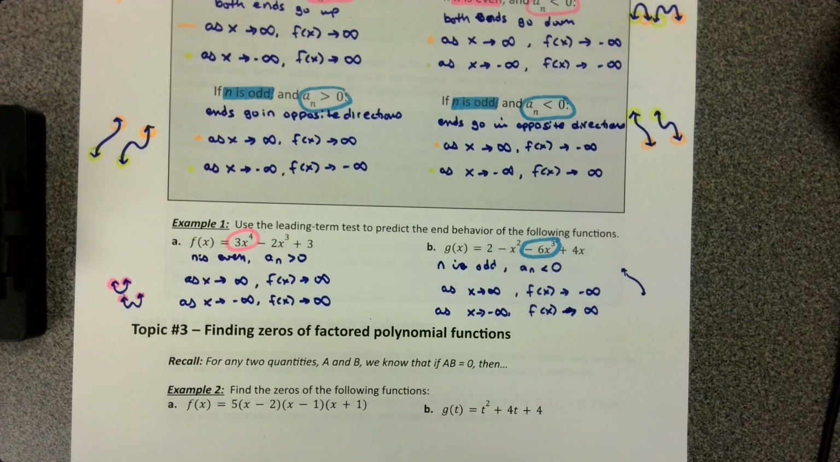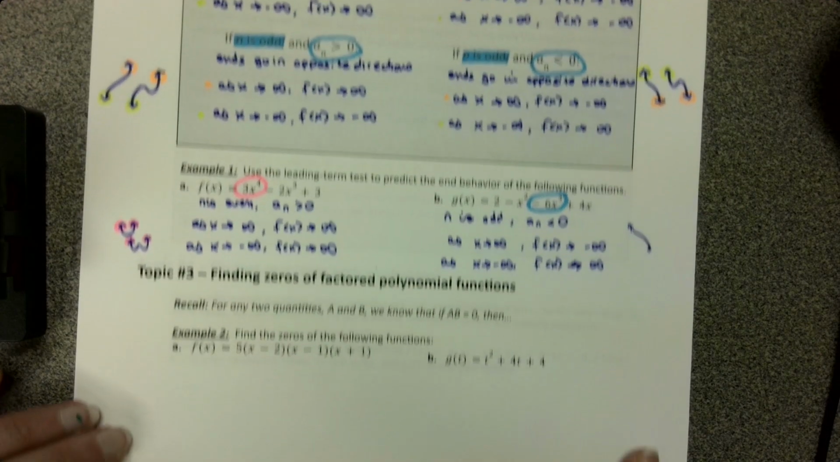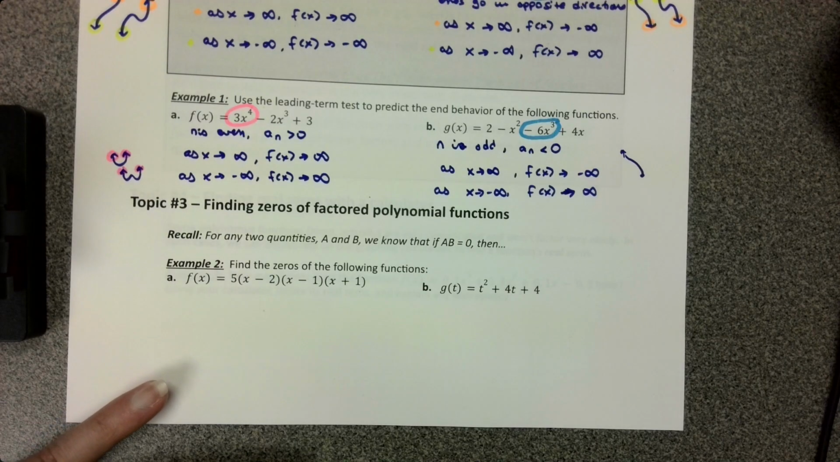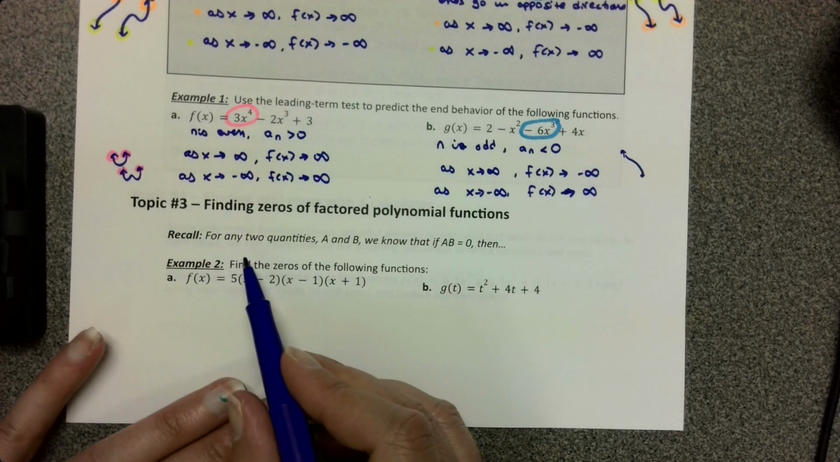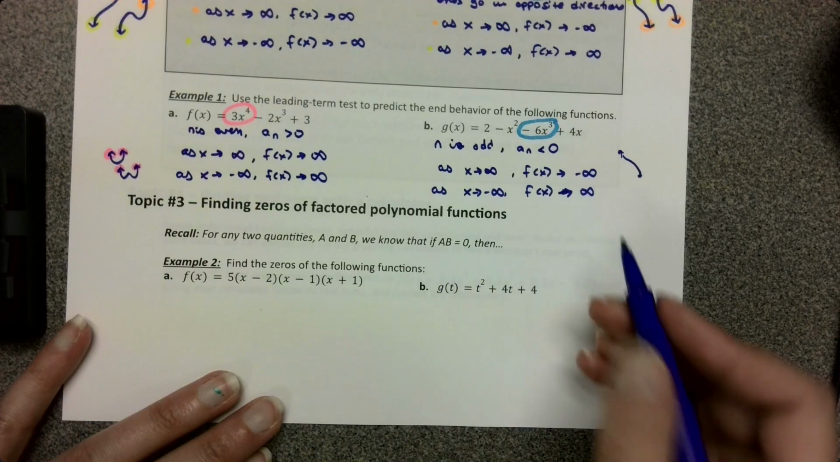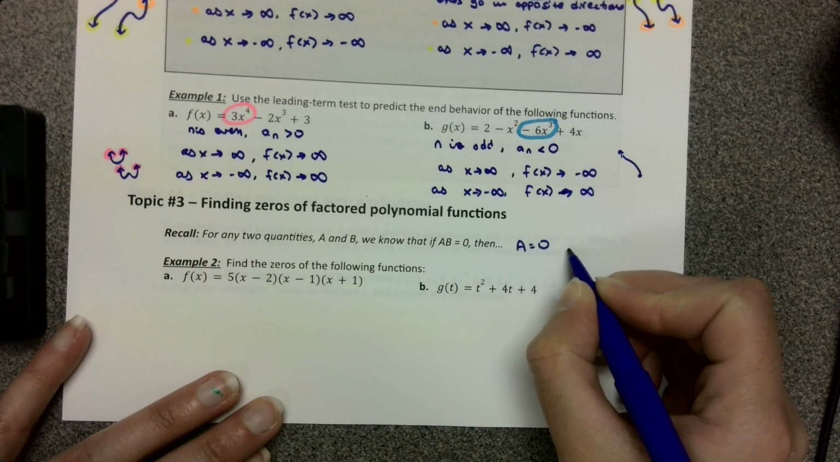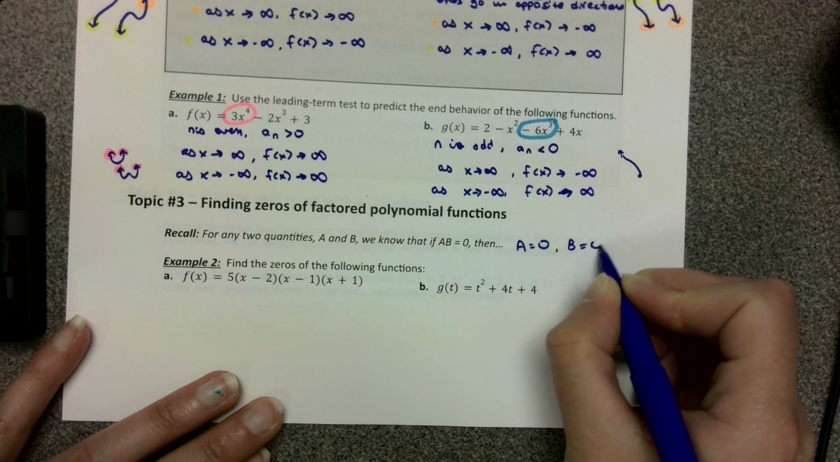I can tell that just from looking at the leading term from each of these, the leading term test. Type 3 is about finding zeros of factored polynomial functions. If we recall, we know that for any two quantities A and B, if A times B is equal to 0, then A equals 0 or B equals 0.